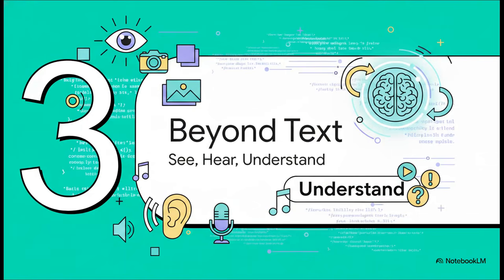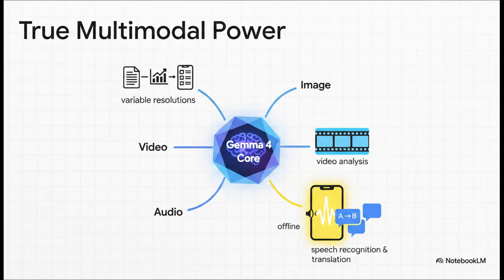But wait, there's more. Gemma 4 isn't just about text. Nope. For the first time, this new family of models is truly multimodal, right from the start. We're talking about models that can see, hear, and understand the world around them. So what does that actually mean? It means all the models can look at images of all different shapes and sizes, which is perfect for stuff like reading documents or understanding app screenshots. They can even analyze video clips. And get this, the smaller E models can actually process audio natively. We're talking speech recognition and translation happening right on your phone with no internet connection needed. That is a game changer.